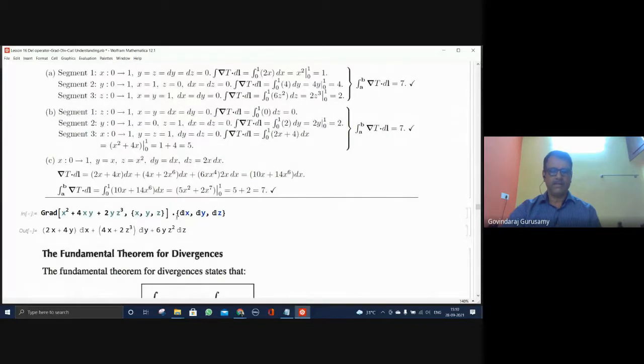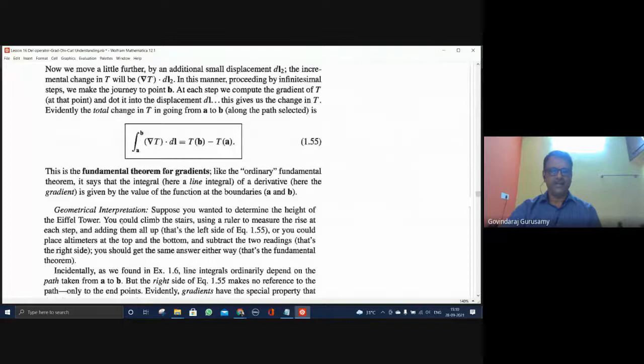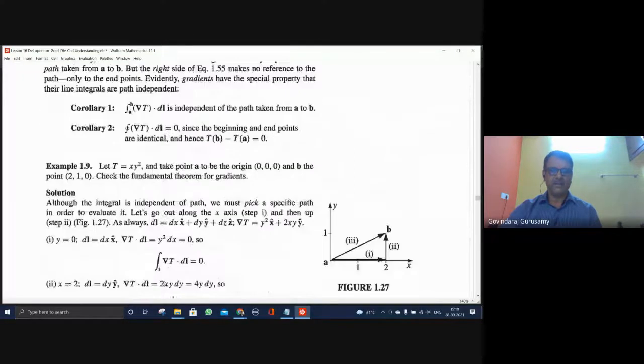We have taken the dot product of the gradient of this function with dx, dy, dz. So this is your fundamental theorem of gradients, which is a most important theorem, and you would come across it in a number of places in your physical science problems. Do you come across this anywhere?